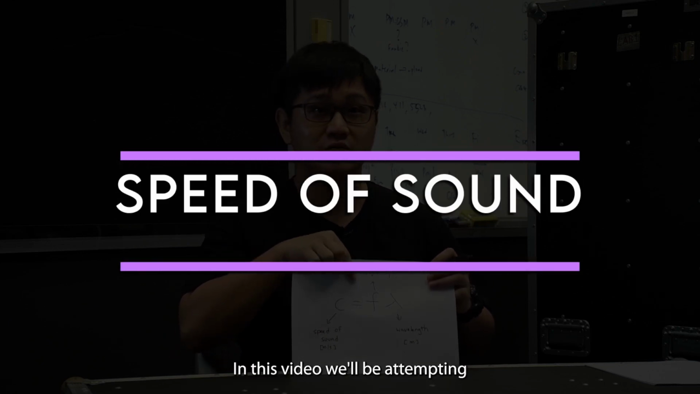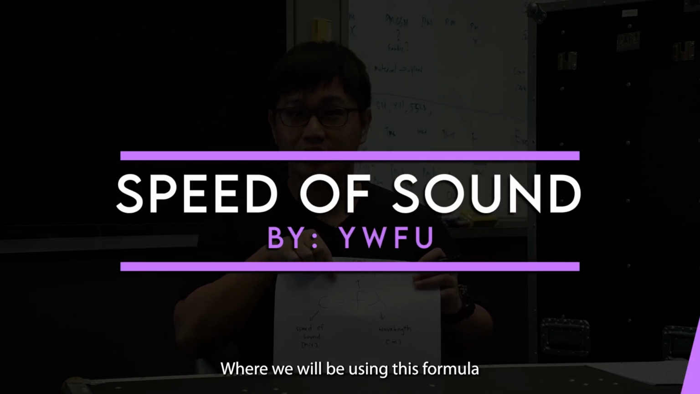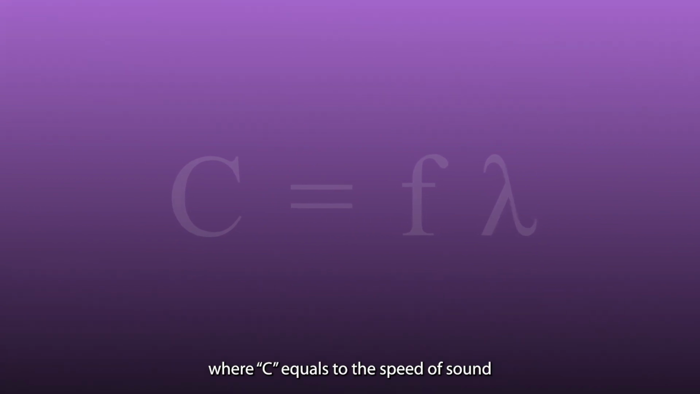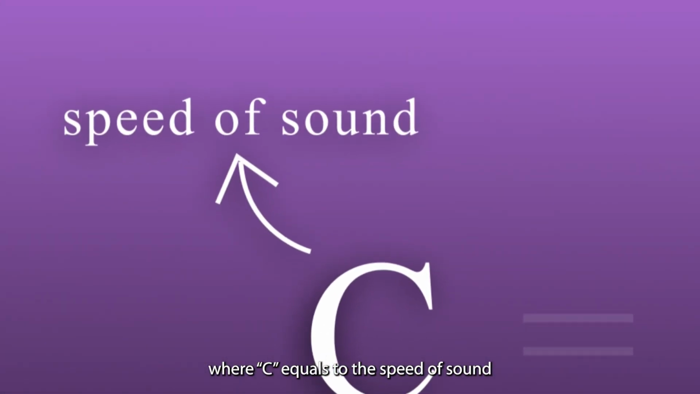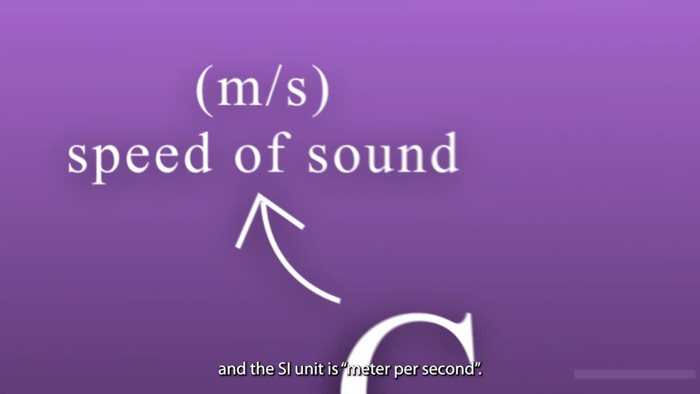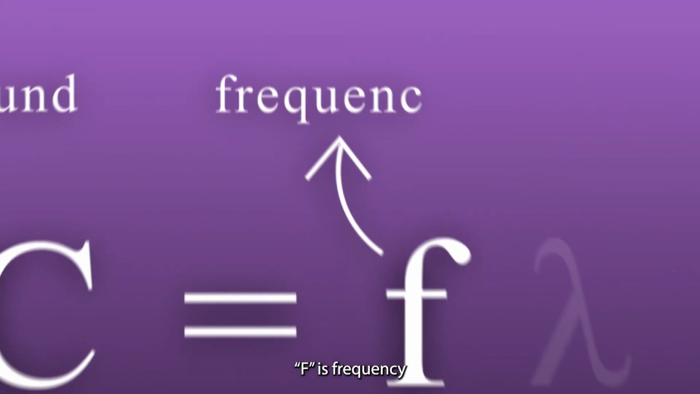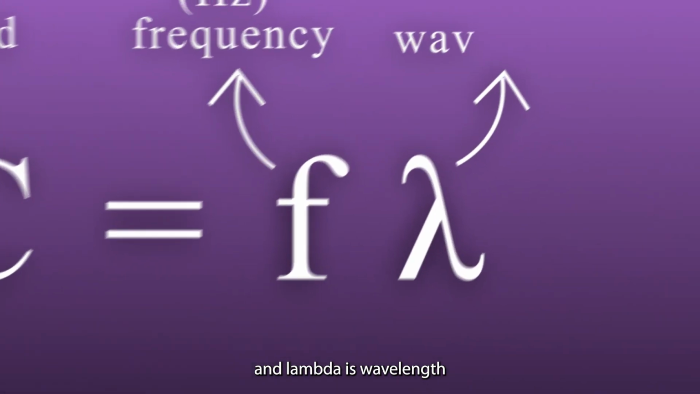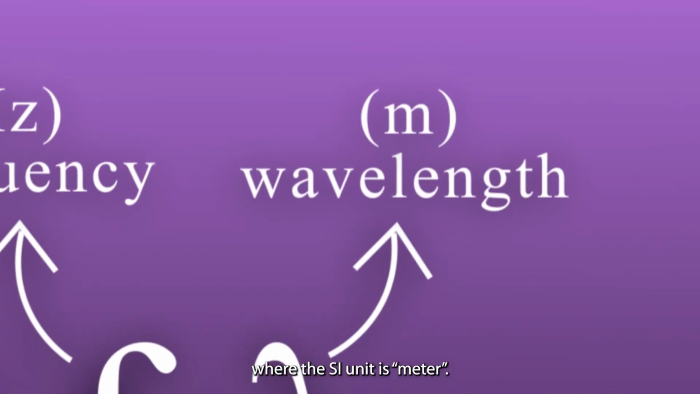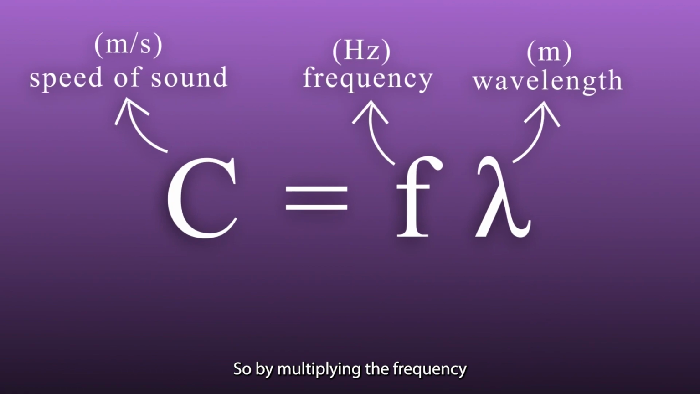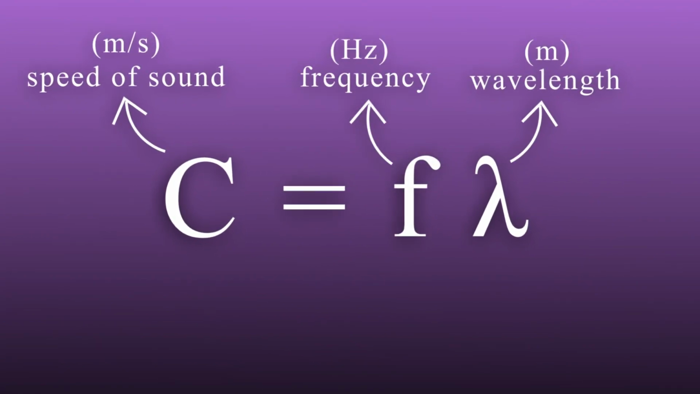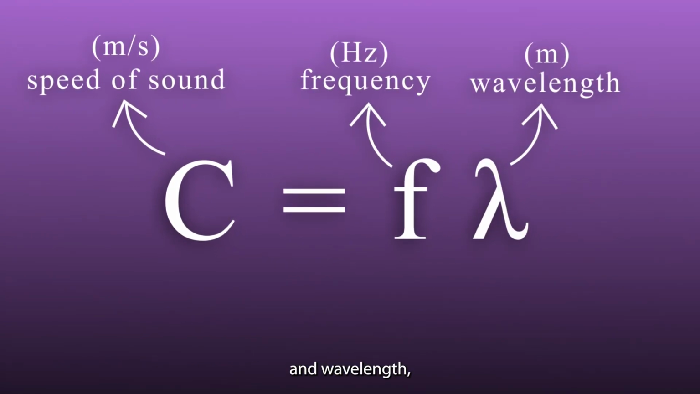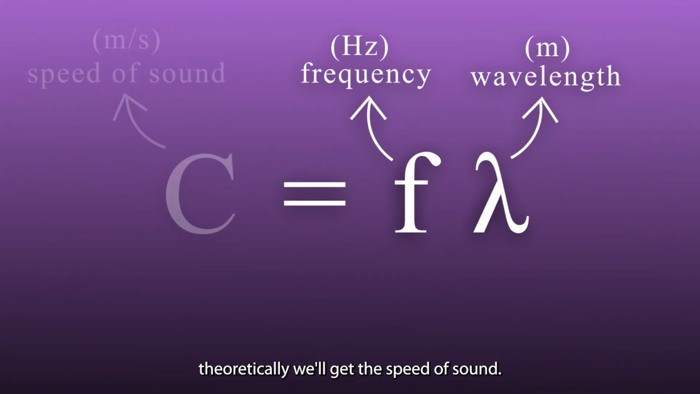In this video, we'll be attempting to measure the speed of sound, where we'll be using this formula, where C is equal to the speed of sound and the SI unit is meter per second. F is frequency, where the SI unit is hertz. And lambda is wavelength, where the SI unit is meter. So, by multiplying the frequency and wavelength, theoretically, we'll get the speed of sound.